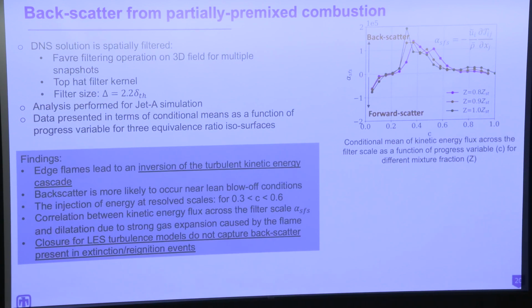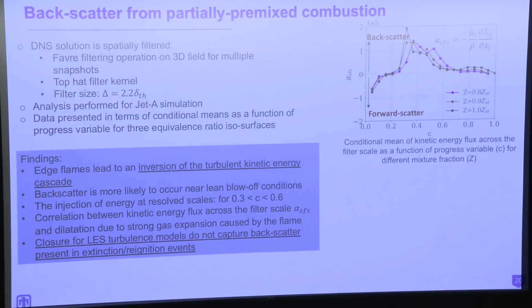So this is what we see. The plot on the right shows the conditional mean of the kinetic energy flux across the filter scale as a function of the progress variable for 3 mixture fraction surfaces, 0.8 stoichiometric through 1.0, through the stoichiometric isosurface from blue to black lines, and they all qualitatively behave in the same way. And so forward scatter in this parameter alpha sub S of S, as defined here, shows that you get negative values when you have forward scattering and positive values when you have backscatter.